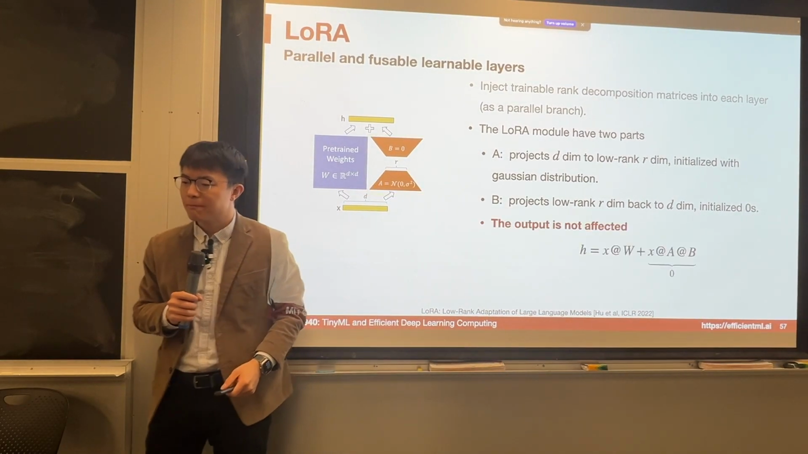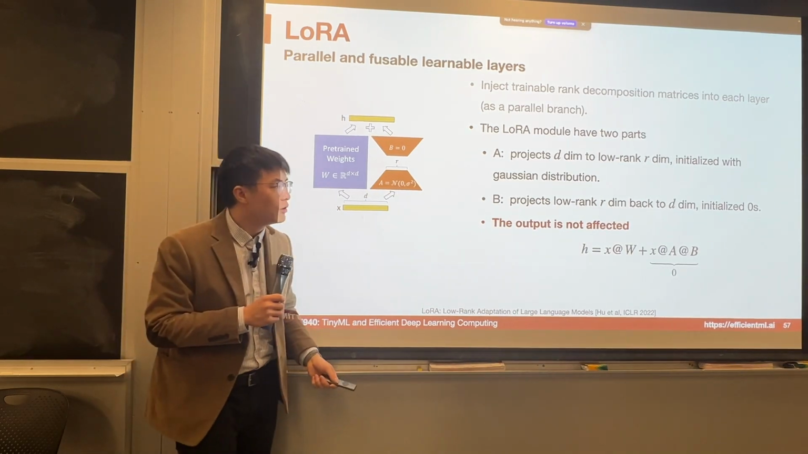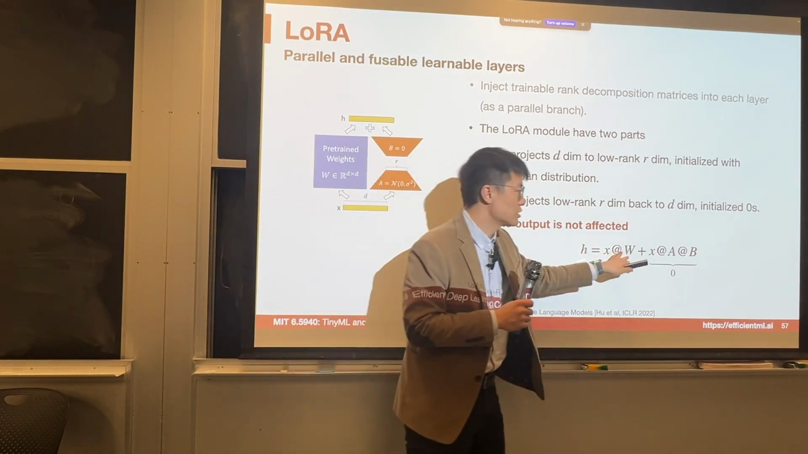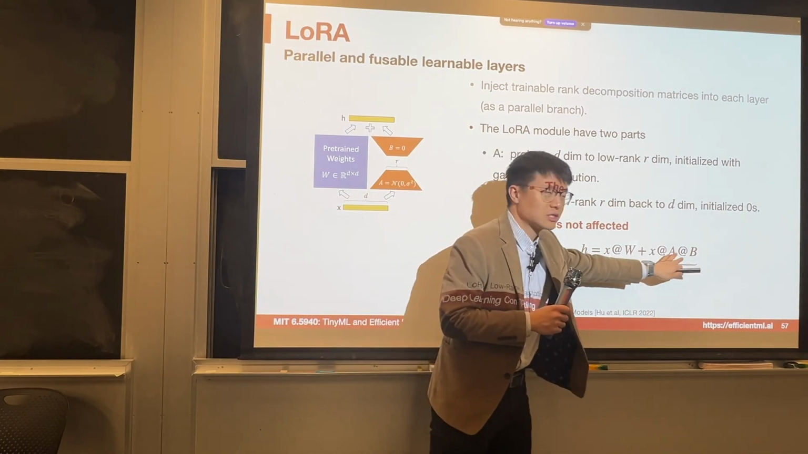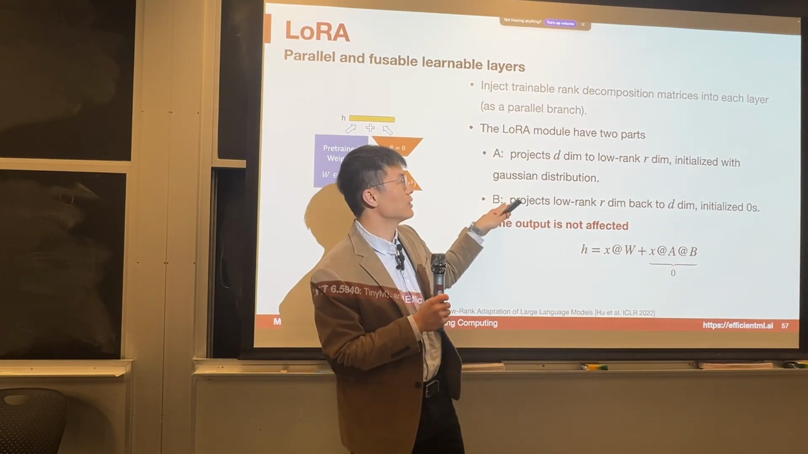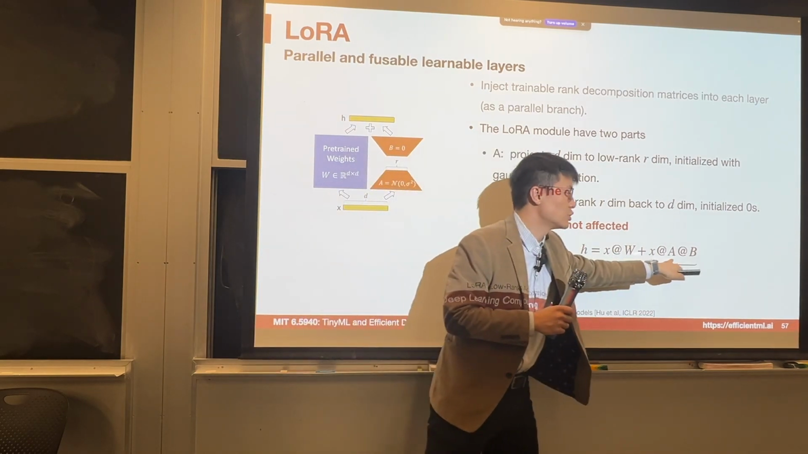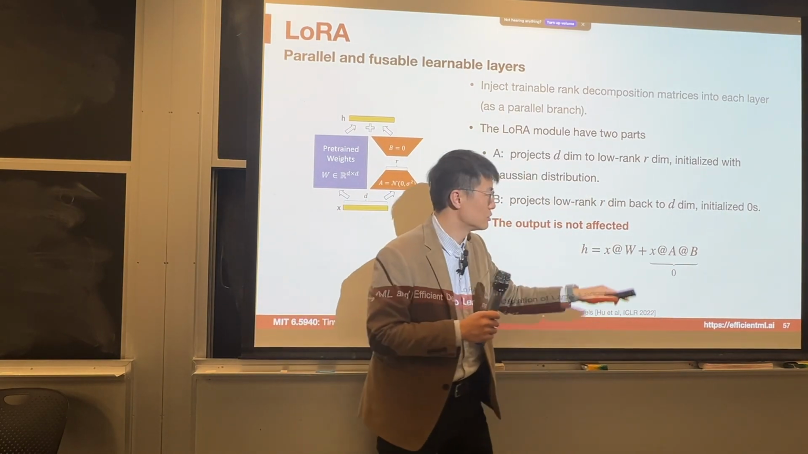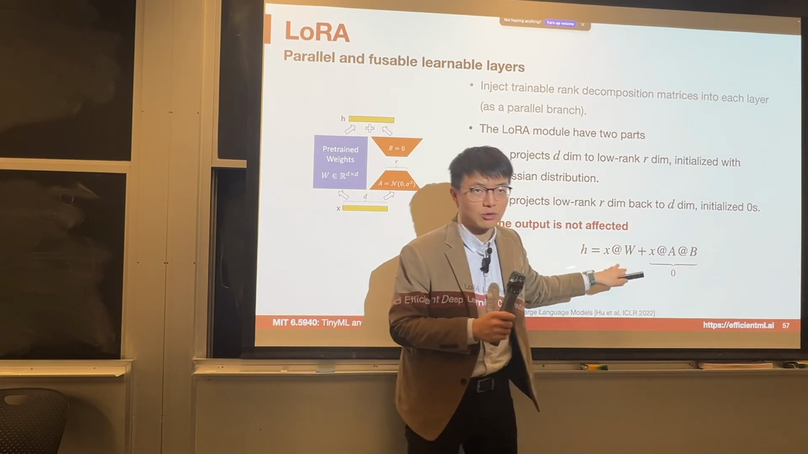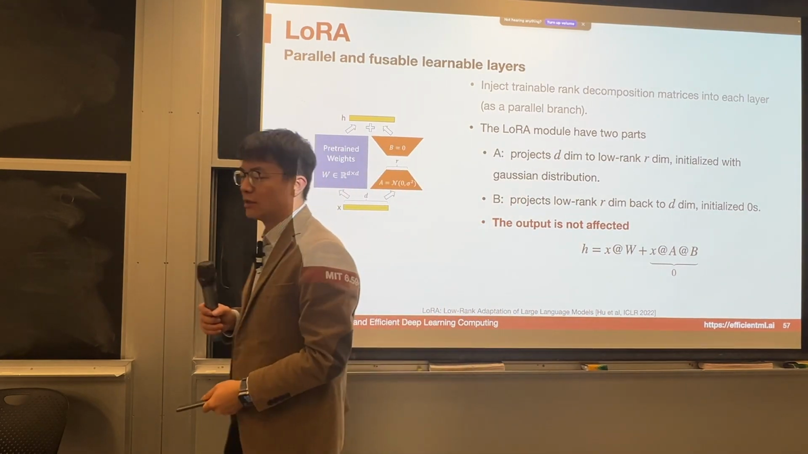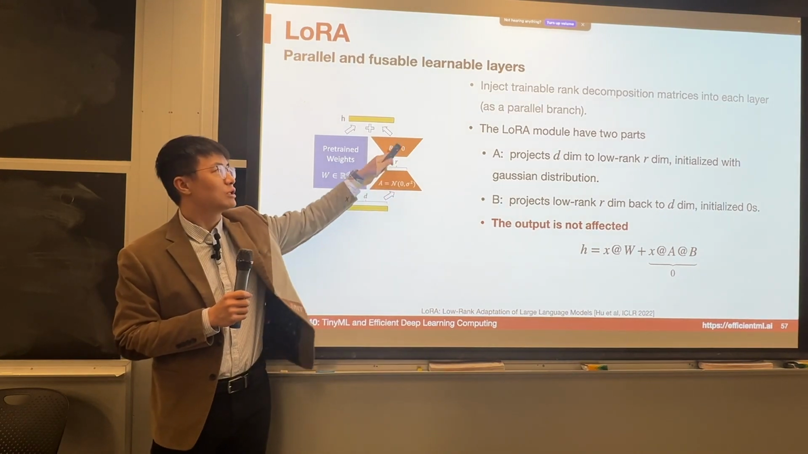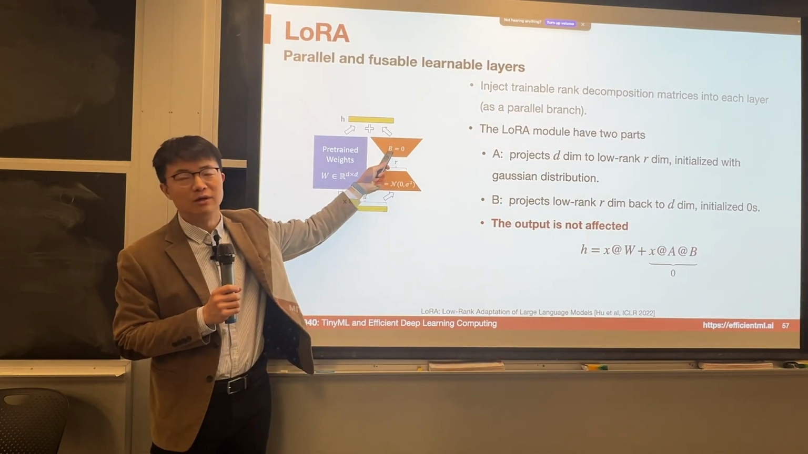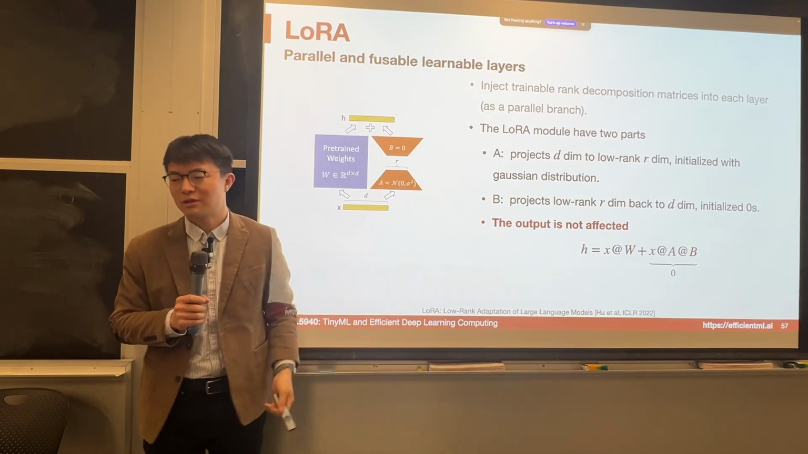So what does that mean? If it is initialized with 0, actually we have these two branches, the original W branch and A and B branch. Since this is initialized with 0, like B is initialized with 0, so A times B is 0. So the starting point, we just have the original weight matrix. But since we are able to tune this A and B after a few iterations, B will no longer be 0. So they will adapt to the particular task.